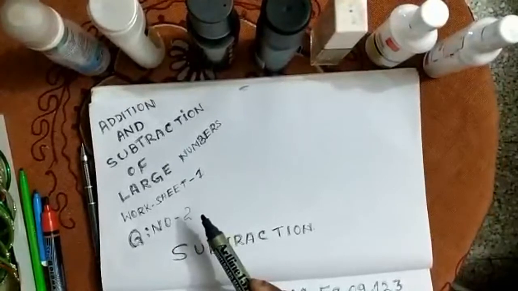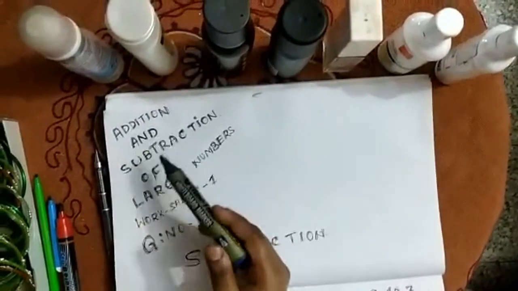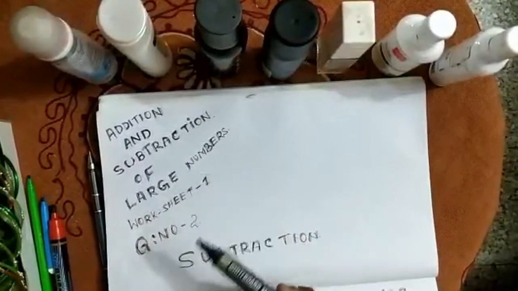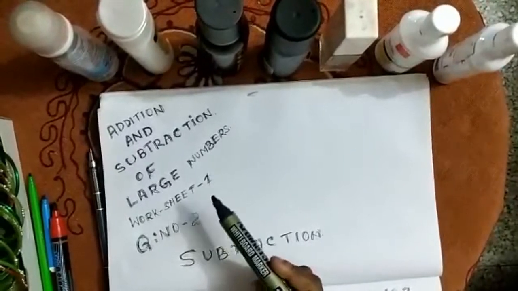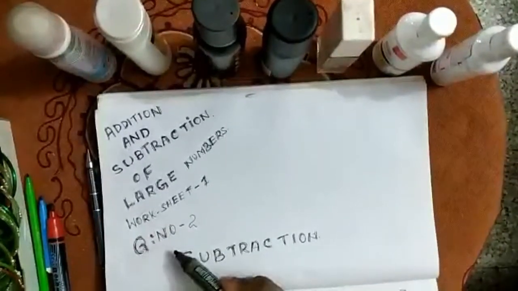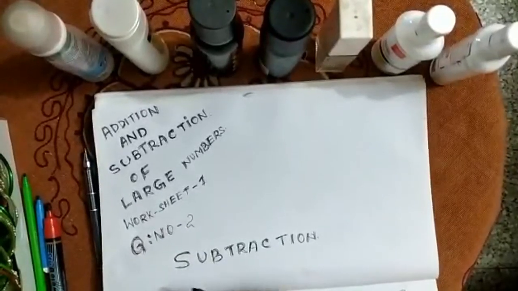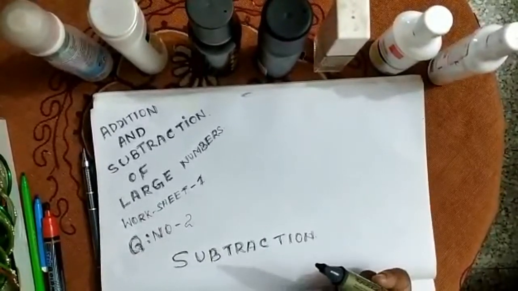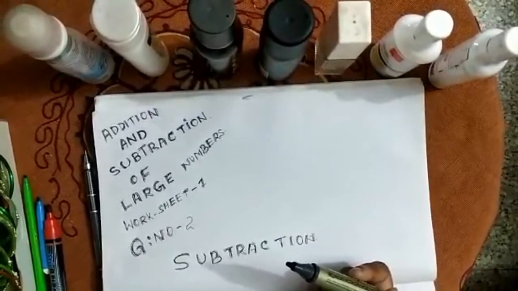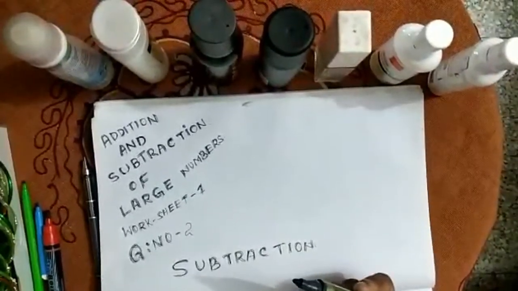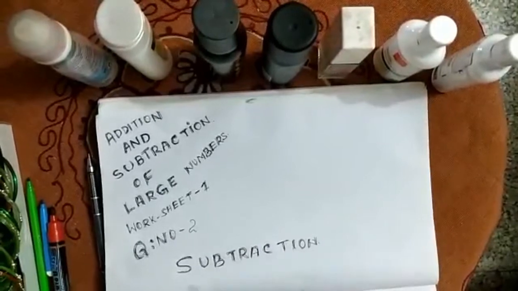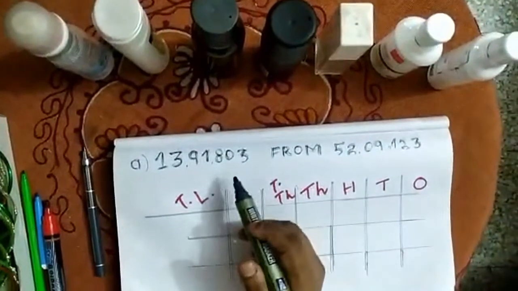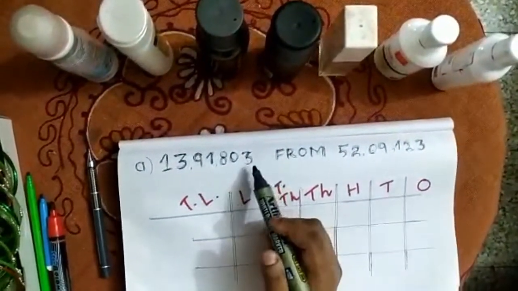Today I am going to deal with the topic addition and subtraction of large numbers. This chapter is from your Unit 2. Worksheet 1, question number 2. Earlier I have discussed the addition of the large numbers. Children, I think you have done the addition and subtraction of 4-digit numbers or 5-digit numbers. Here, children, I am going to deal with the subtraction of large numbers.